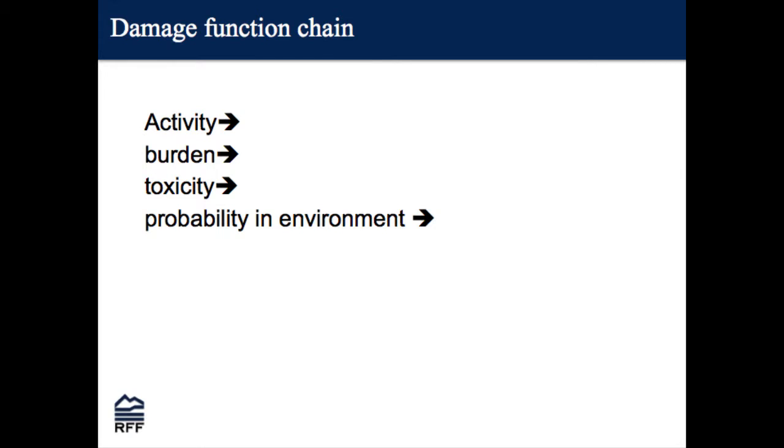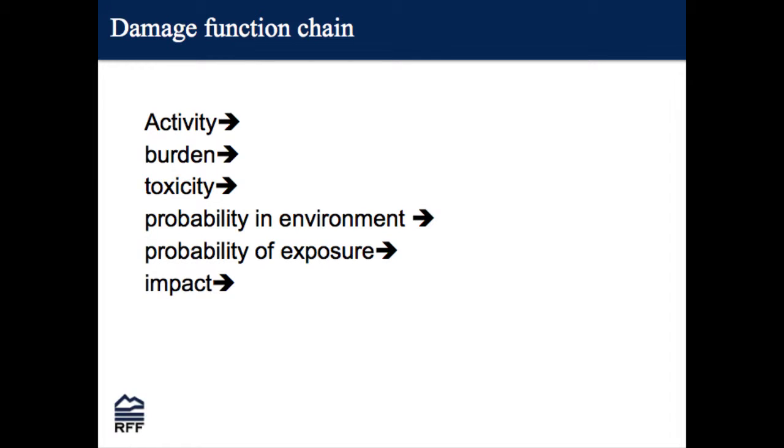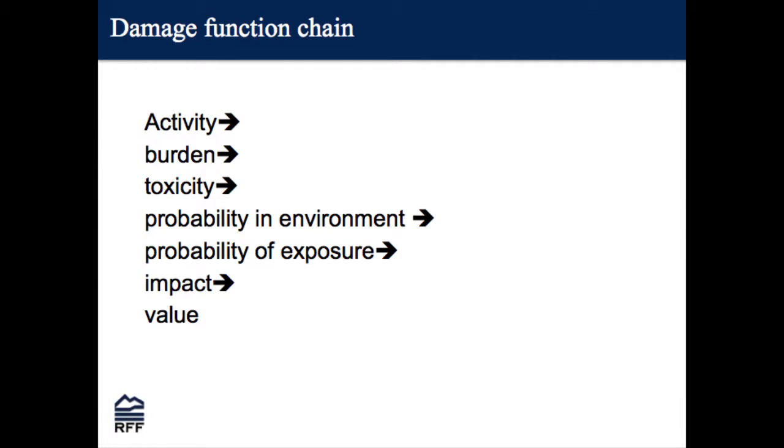And then even if it's in the environment, it may not expose anything that can be damaged by it. And then if it does expose something, like a human or a deer or a tree, then it can have impact. And finally, I'm an economist, so what I care about at the end of the day is how much people care about these impacts, and we express those preferences to avoid these impacts in monetary terms, so value. That's what I mean by value. And studies in the literature can cover any of these pieces and any linkages between these pieces.